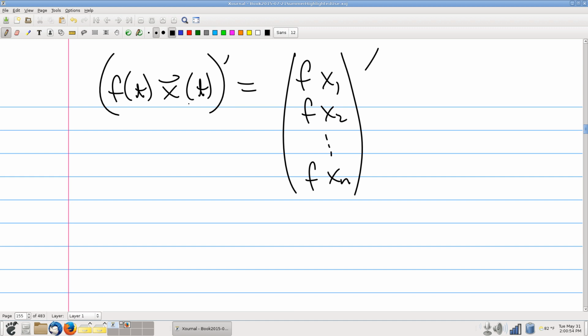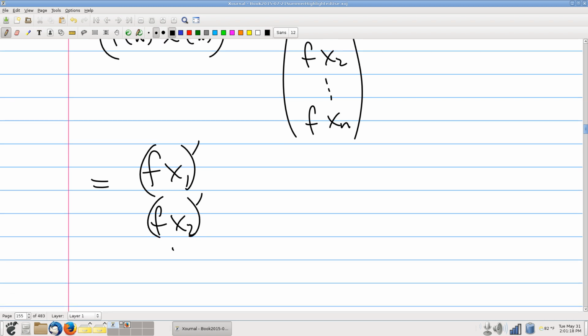Okay. Now, how do we take a derivative of a vector-valued function? Well, one component at a time. So that means I can rewrite this as (f x1)', (f x2)', dot, dot, dot. Like that. Good? Everybody happy? Yep.